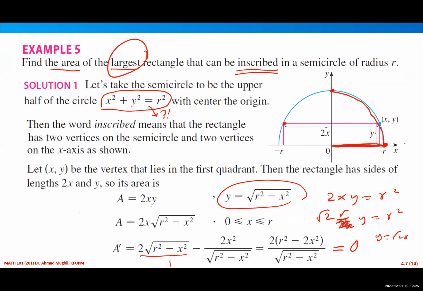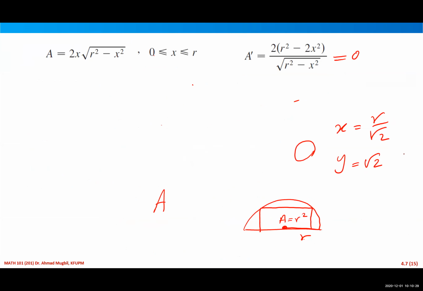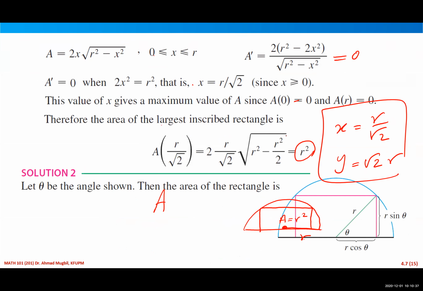So in this case, it should be R square root of 2, and this should be square root of 2R. These are the dimensions of this rectangle, and this is the area of this rectangle. And there is another way. I don't want to focus on it, I just mention it here for those who are interested.